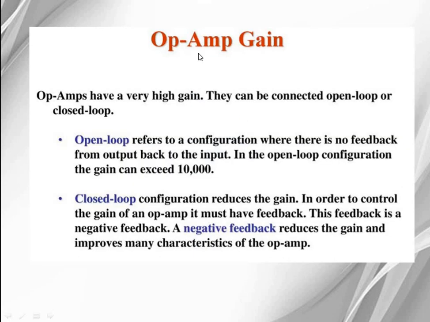The op-amp gain is very high and it can be connected open loop or closed loop. Open loop refers to a configuration where there is no feedback from output back to the input, and the gain can exceed 10,000. If the gain needs to be controllable, this is achieved by closed loop configurations. The gain is controlled with the help of a feedback network, and negative feedback reduces the gain and improves many characteristics of the operational amplifier.